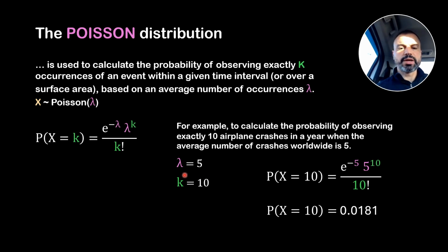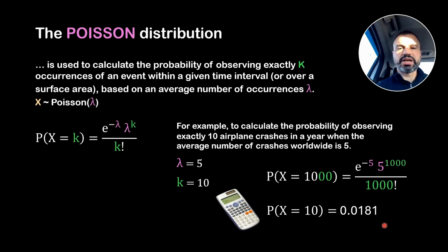Note that when lambda and k or both are very large numbers, if you're using a basic calculator, you're going to get an overflow. So let's say that k is 1000. We're going to have in the numerator 5 raised to the power of 1000, and in the denominator we're going to have 1000 factorial, and these two are very, very large numbers that a basic calculator cannot handle.